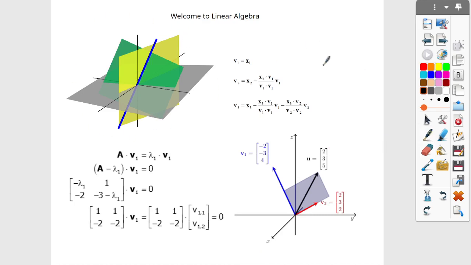So this is the course in linear algebra, and you'll be seeing stuff like this, the intersection of two planes. You'll be seeing stuff like this, Gram-Schmidt. You'll be seeing stuff like this, and you'll be seeing stuff like this. It's the geometry of linear equations.